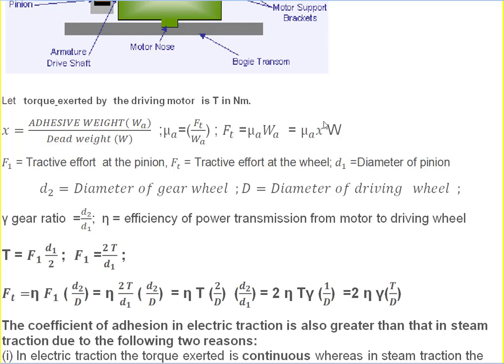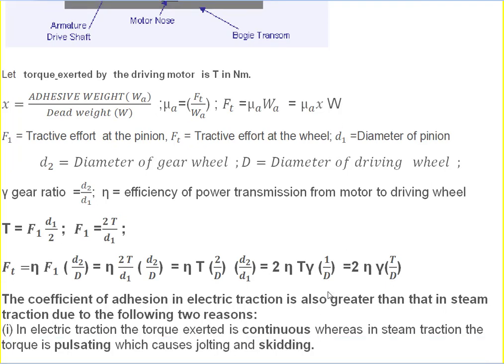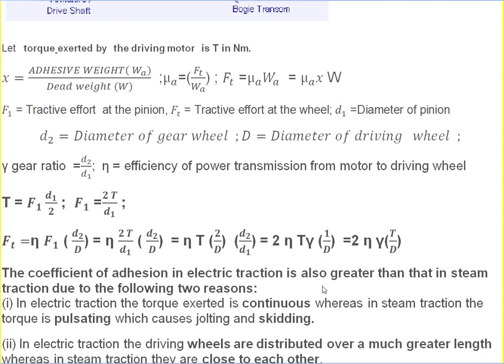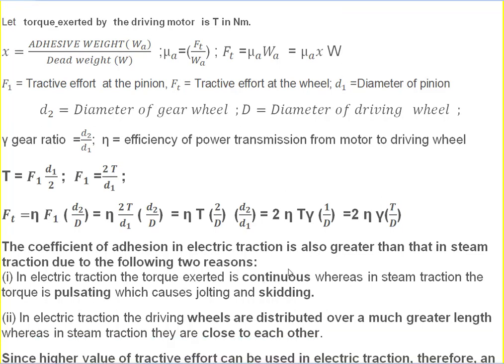So in terms of the force acting on the pinion, that is eta into F1 into D2 by D, and we also saw the difference between the steam traction and the electric traction. So electric traction is more useful than the steam traction, and it is more safe, and the maintenance cost is also less for suburban and urban services.